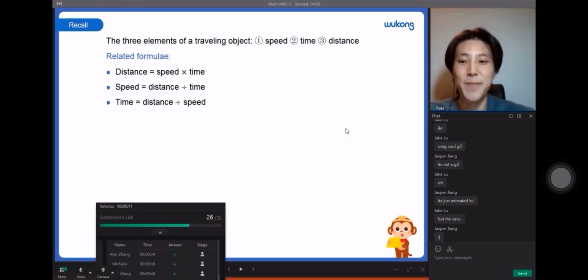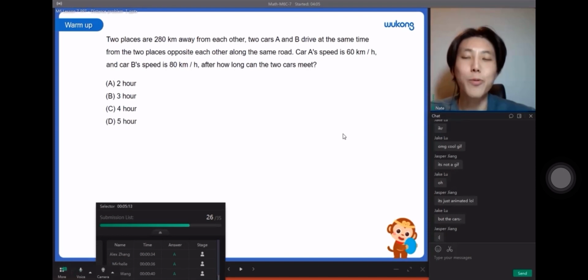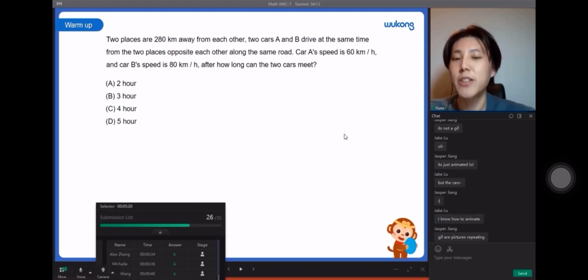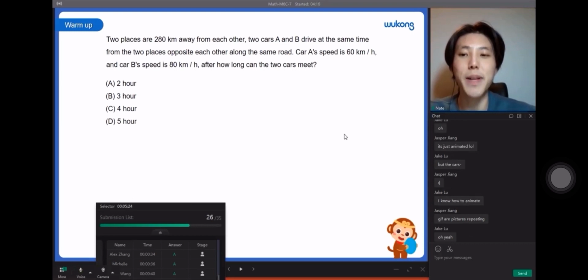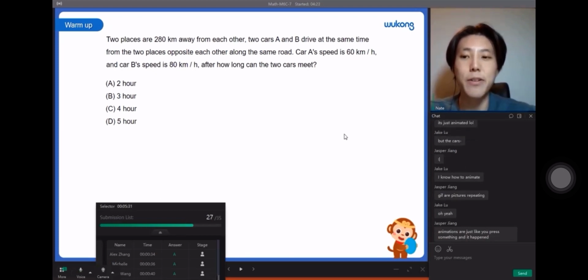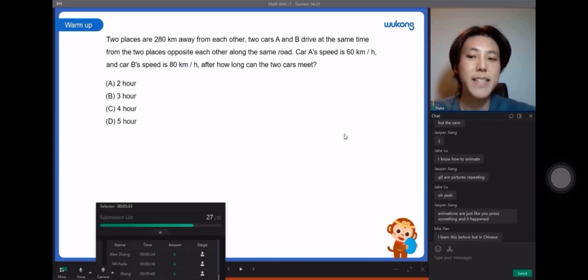Now here's a quick warm-up question. The two places are 200 kilometers away from each other. Two cars A and B drive at the same time from the two places opposite each other along the same road. Car A's speed is 60 kilometers per hour and car B's speed is 80 kilometers per hour. After how long can the two cars meet?